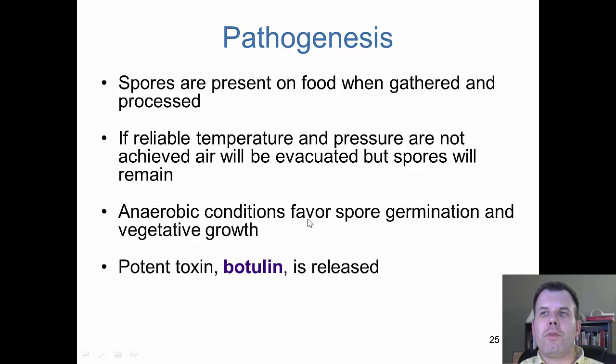Anaerobic conditions favor spore germination and vegetative growth. And again, the botulinum toxin, which is also known as Botox, is released. You guys have heard of Botox before. This is the same toxin that can cause botulism, but it's also used for many other things, including injection into the body for releasing wrinkles and things like this. We'll talk about that here in just a minute, but it is the same toxin. Okay, just want you to be aware of that.